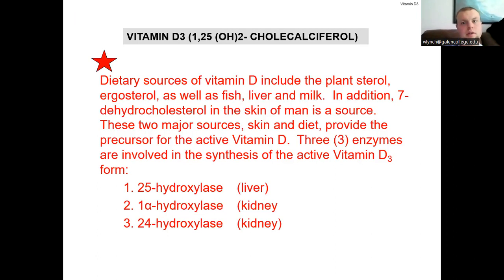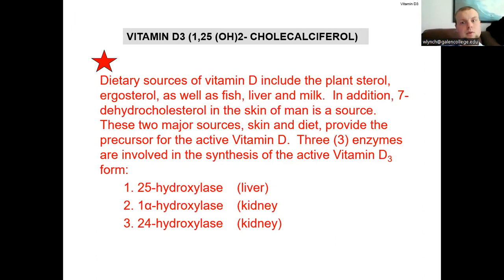Sources of vitamin D3: we get this from fish oils, liver, and milk. We also produce it in the skin as 7-dehydrocholesterol, and that's usually the main source for most people, through stimulation by UV rays from the sun. This is going to come in as a precursor for vitamin D.